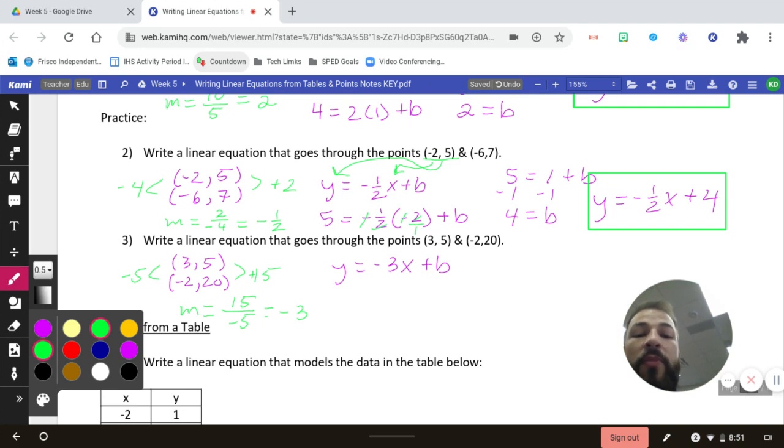Then once again, I take one of my points. X is going to go in for x. Y is going to go in for y. So 5.